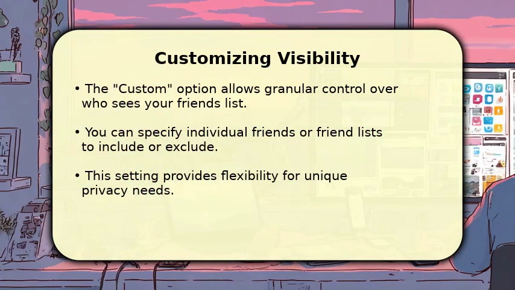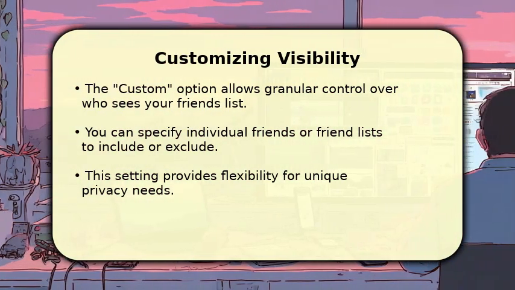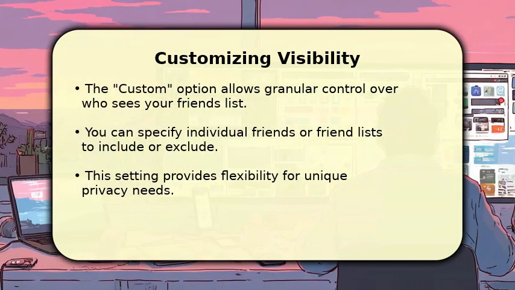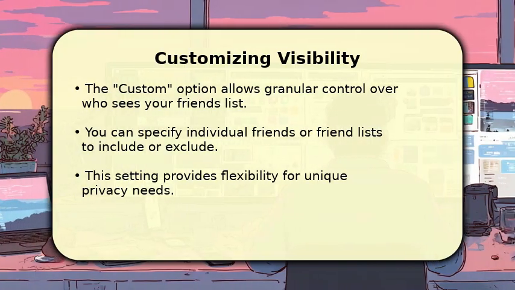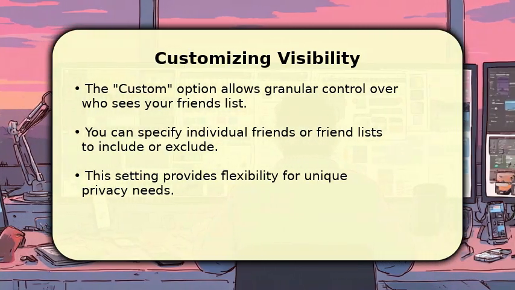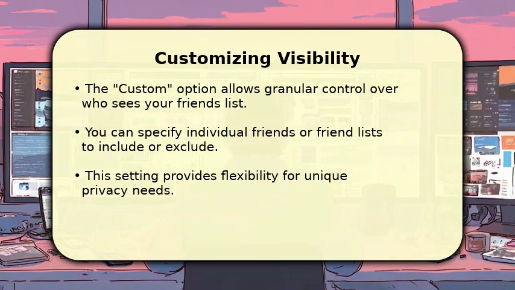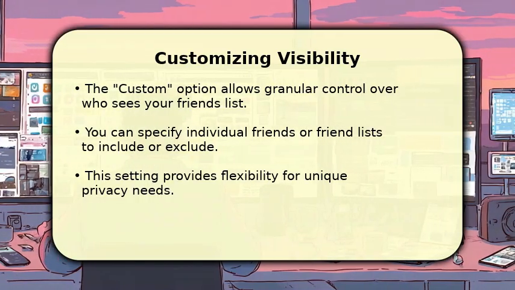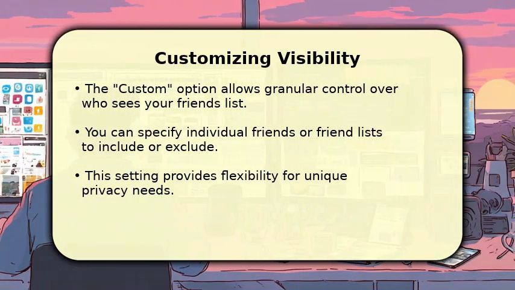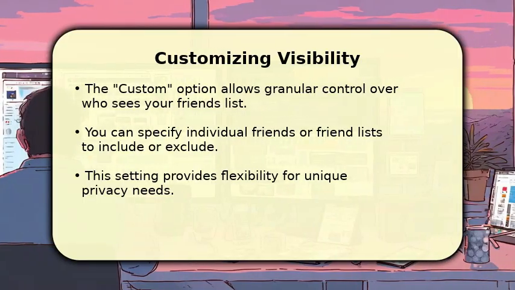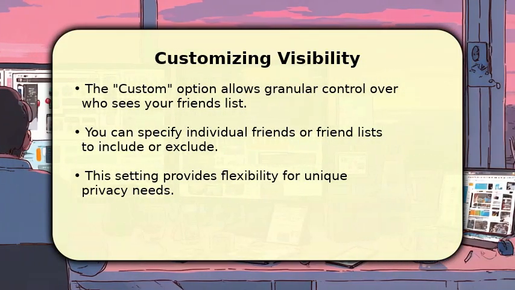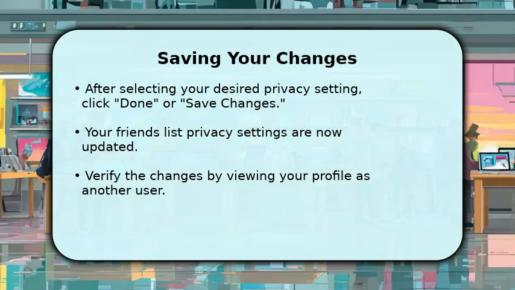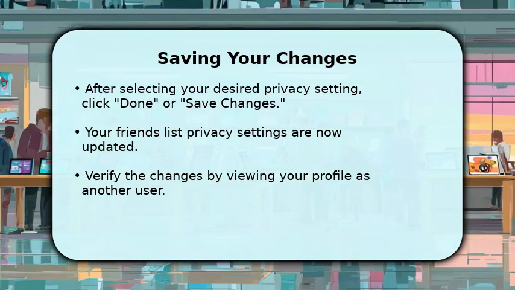The Custom Privacy setting offers a powerful way to fine-tune who sees your friends list. When you select this, you gain granular control. You can specify exactly which individual friends are allowed to view your list, or conversely, which friends are explicitly blocked from seeing it. This flexibility extends to entire friend lists you might have created. It's an excellent option for those who require a more nuanced approach to their social media privacy, giving you complete command over visibility.